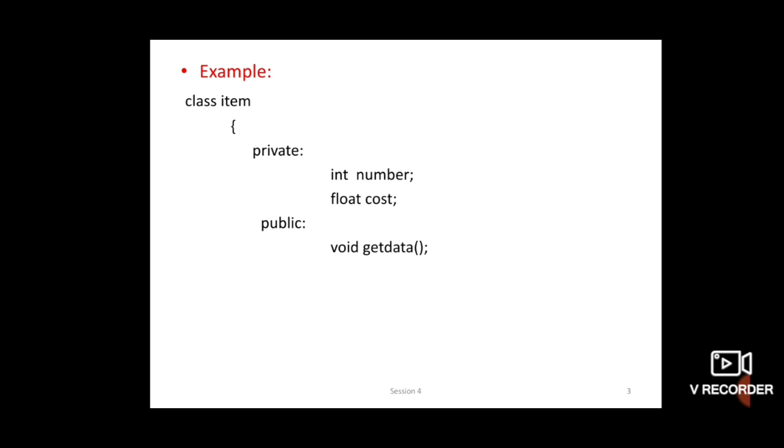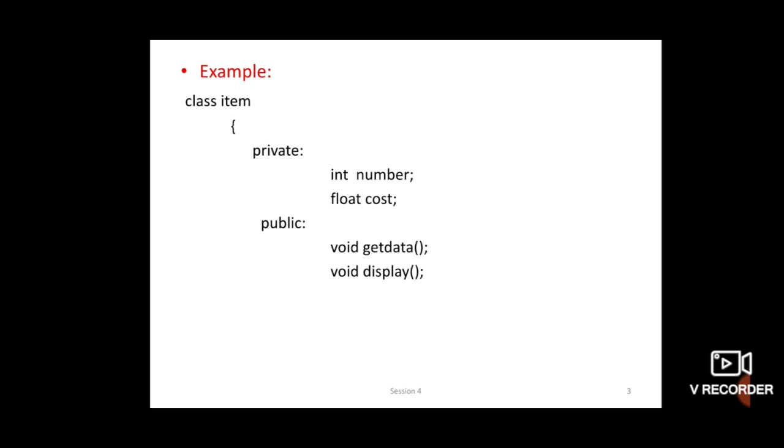What is the meaning of this open and close bracket, students? The open and close bracket indicates that it is a function. Then semicolon. Again one more function is declared, void display, open and close bracket, semicolon.